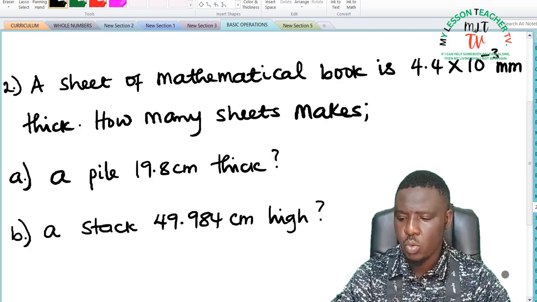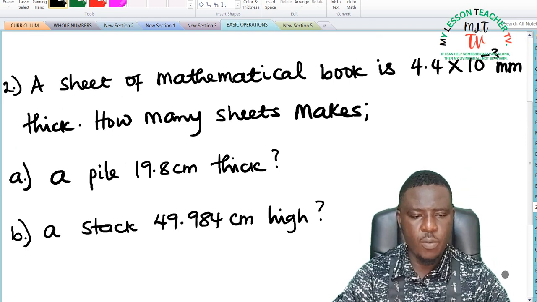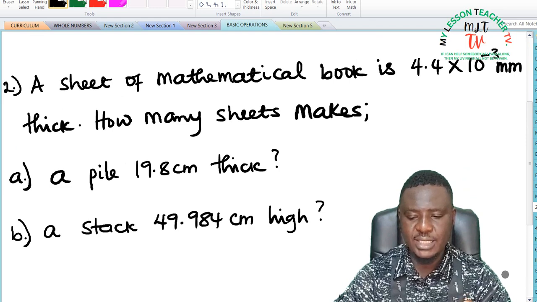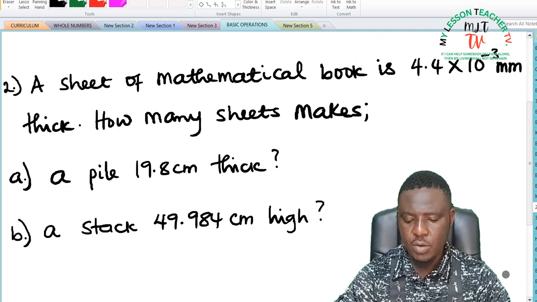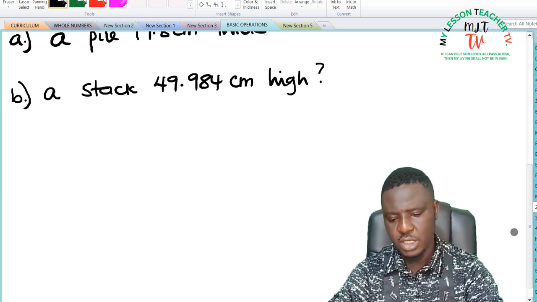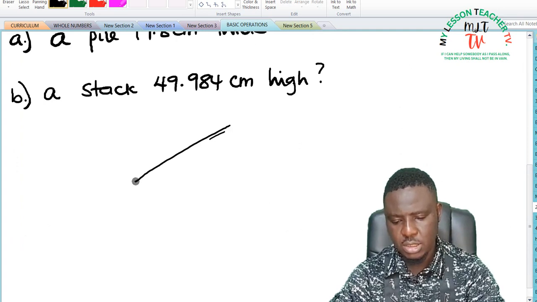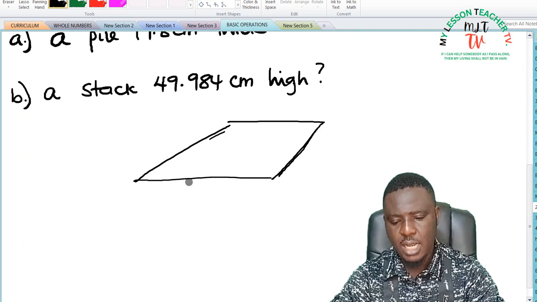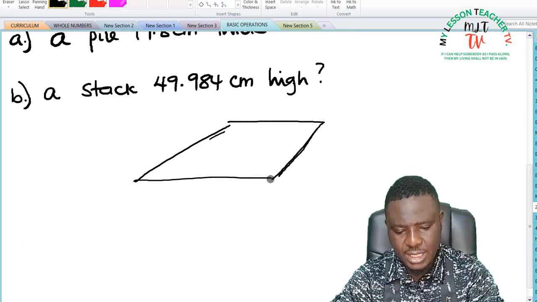On standard form. Question 2 says a sheet of mathematical book is 4.4 times 10 raised to the power of minus 3 millimeter thick. How many sheets make A, a pile 19.8 centimeter thick, and B, a stack 49.984 centimeter high? So what we are going to do is, if this is a sheet, let's take this to be a sheet of it, and they said a sheet, the thickness of it.